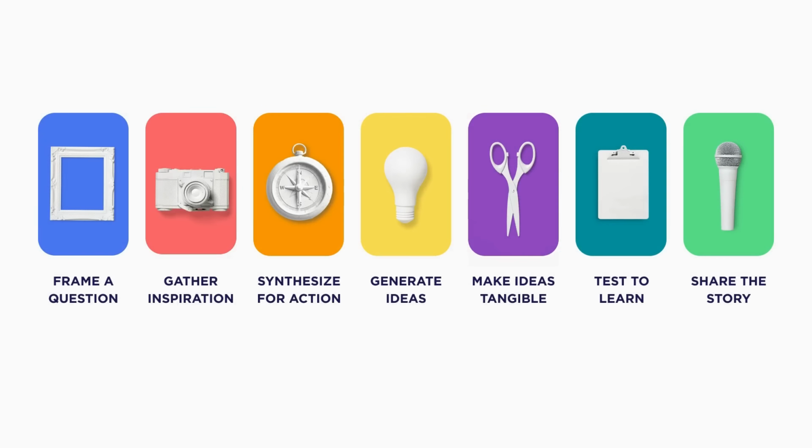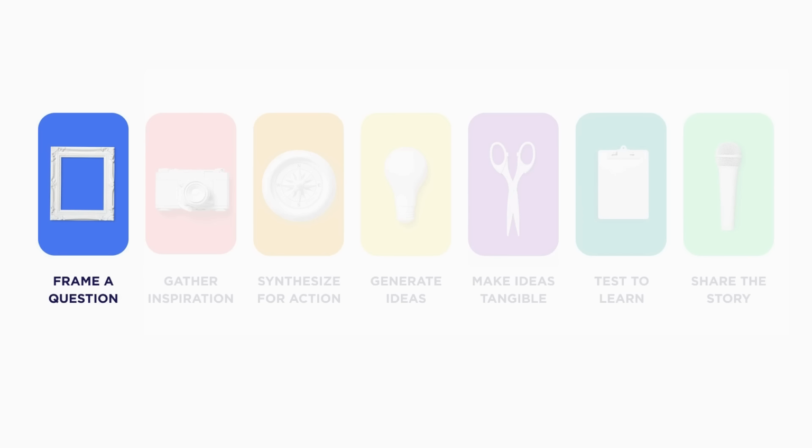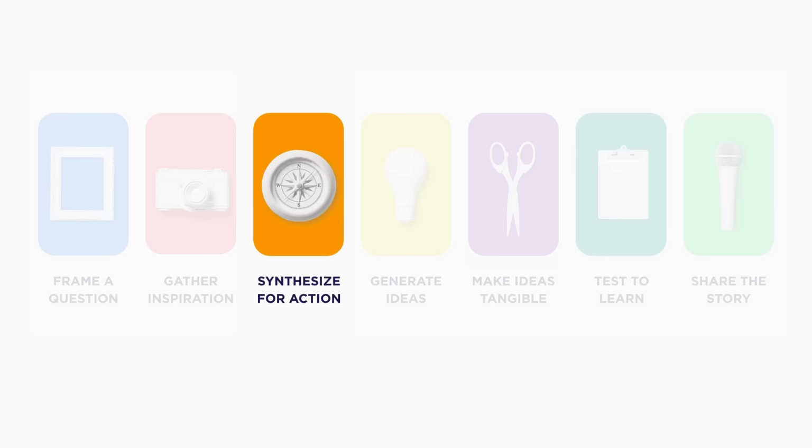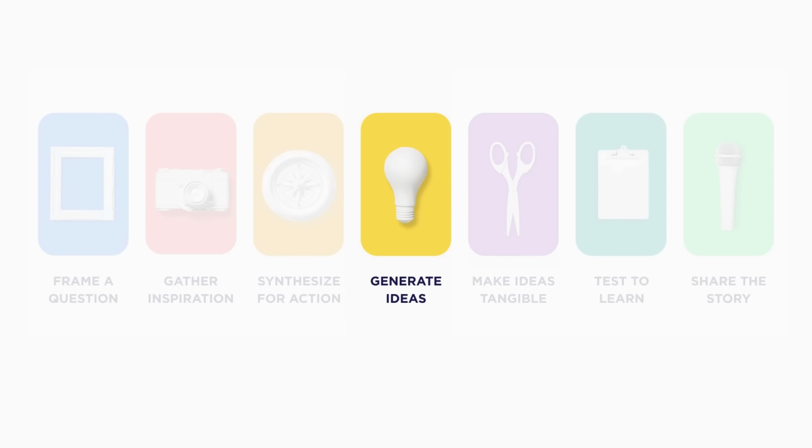So, let's first get an overview of the phases of design thinking. You can think of them as guideposts that help you navigate the creative process. Frame a question. Identify the right problem to solve with a question that sparks creative solutions. Gather inspiration. Inspire new thinking by discovering what people really need. Synthesize for action. Make meaning out of diverse information to identify a strategic focus. Generate ideas. Push past obvious solutions to come up with breakthrough ideas.